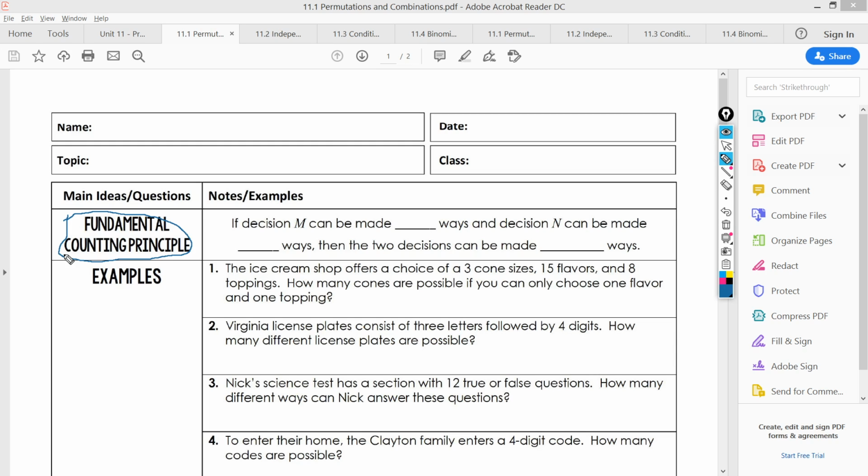Okay? So if decision M, and M here is just a random variable, it doesn't have any special meaning, we could call it decision X or decision Y. Don't get hung up on the M. But if decision M could be made M ways, and decision N can be made N ways, then the 2 decisions can be made M times N ways. Okay? So I'm going to give you a little example of that.